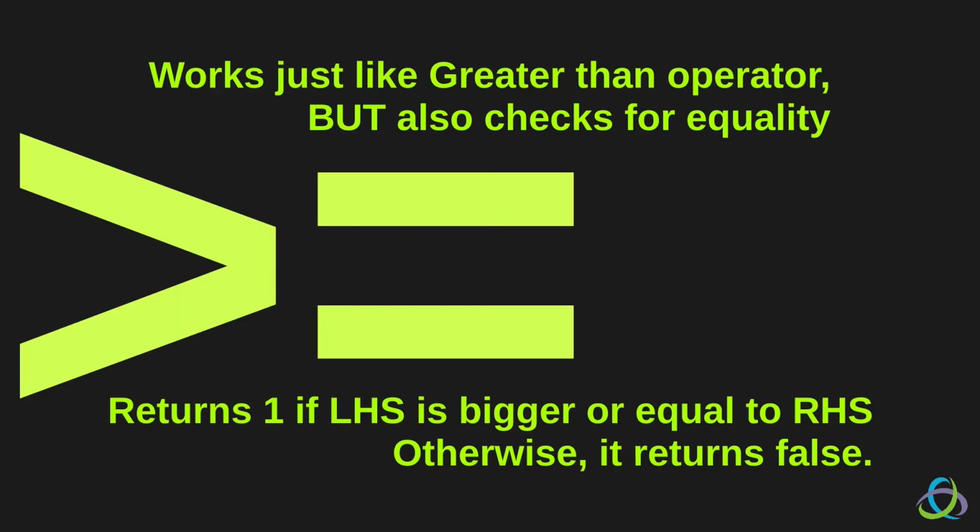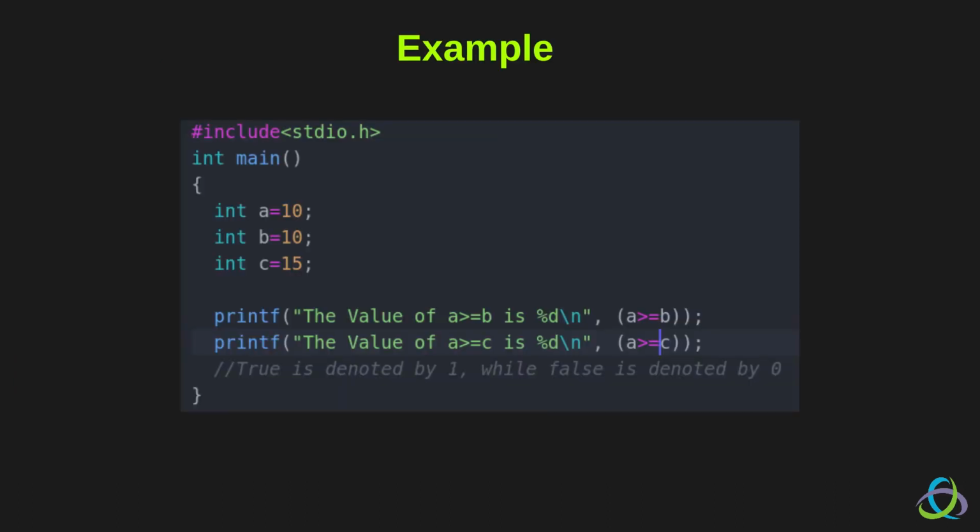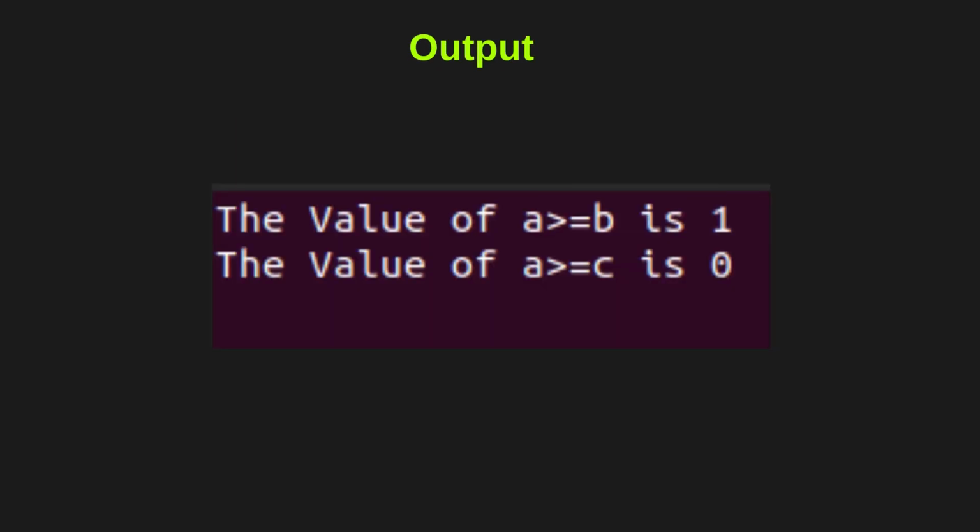The greater than or equal to operator checks whether the left operand is either greater than or equal to the right operand. If that's the case, it returns true, otherwise false. Using the same variables and values, in this example, a and b are equal, so the value of a greater than or equal to b should be 1, whereas the value of a greater than or equal to c should be 0 because c is greater than a.